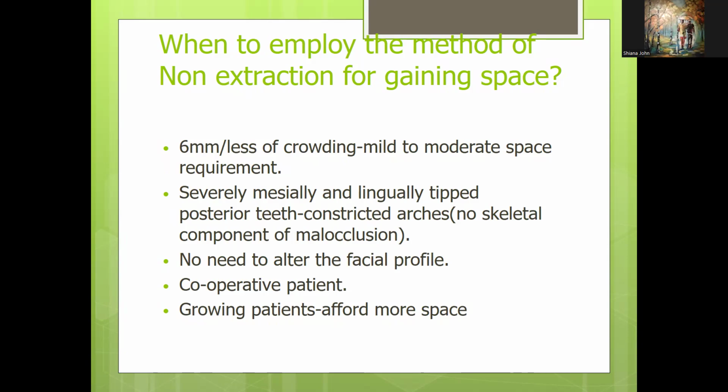When to employ the non-extraction method for gaining space? When there is 6 mm or less of crowding, or mild to moderate space requirement, severely mesially and lingually tipped posterior teeth or constricted arches, where no skeletal component of malocclusion is present, no need to alter the facial profile, when there is cooperation of the patient, and a growing patient affords more space.